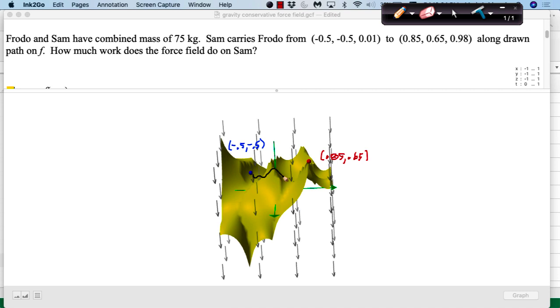And Sam says, I can't carry the ring, Mr. Frodo, but I can carry you. Okay, so they're going to make their journey. And this force field that they're going through is a gravity field. So F of x, y, z is the gravity field.